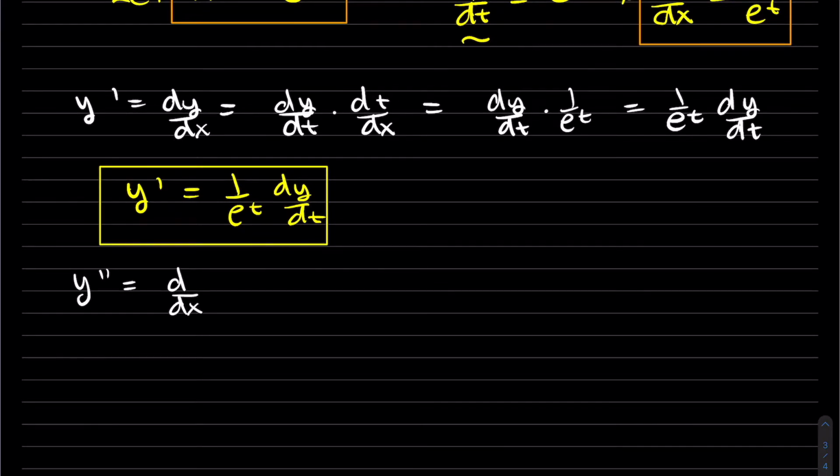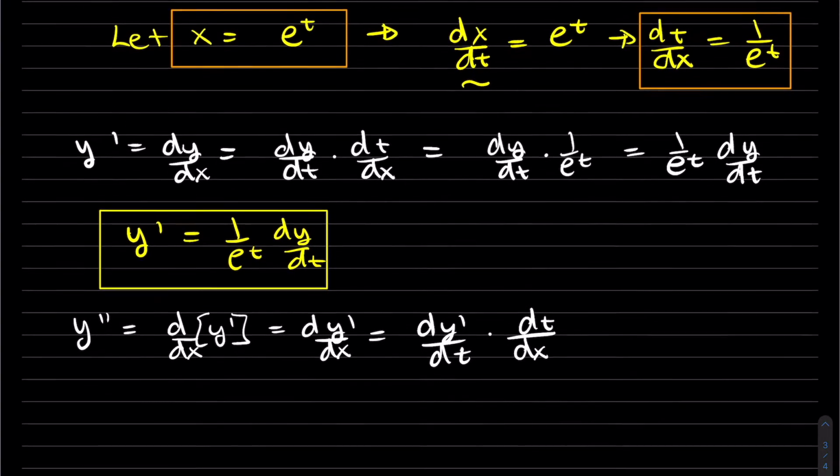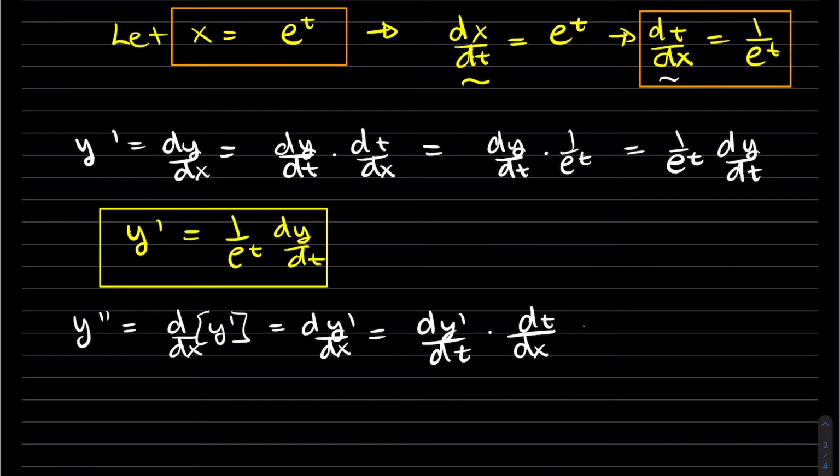So it's the derivative of y prime, the derivative of the derivative, which is dy prime dx, which we can break up. Whoops, we want it with t, of course. Break it up with dt in there. And see how we have dt dx again. But also, I'm going to put 1 over e to the t in the front.